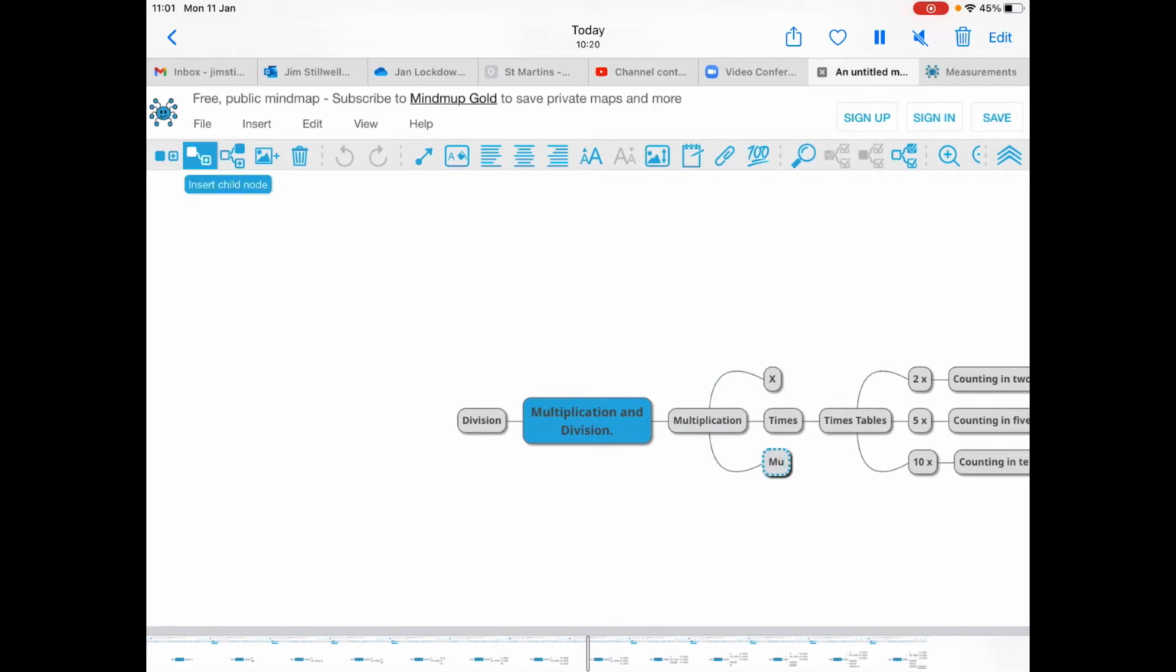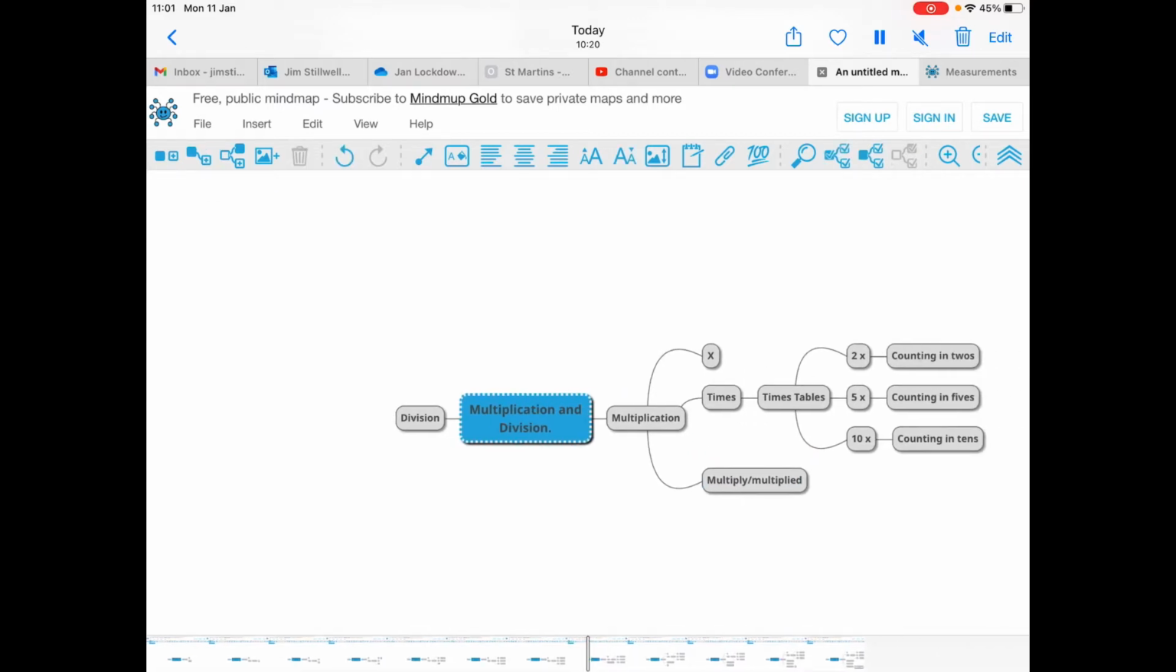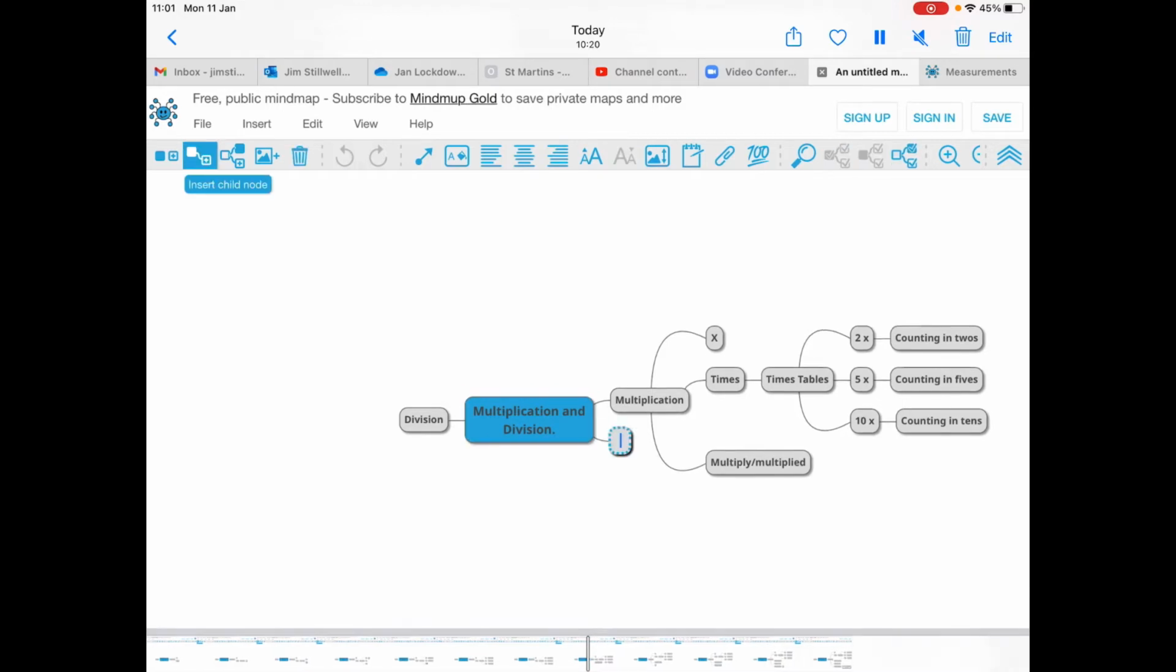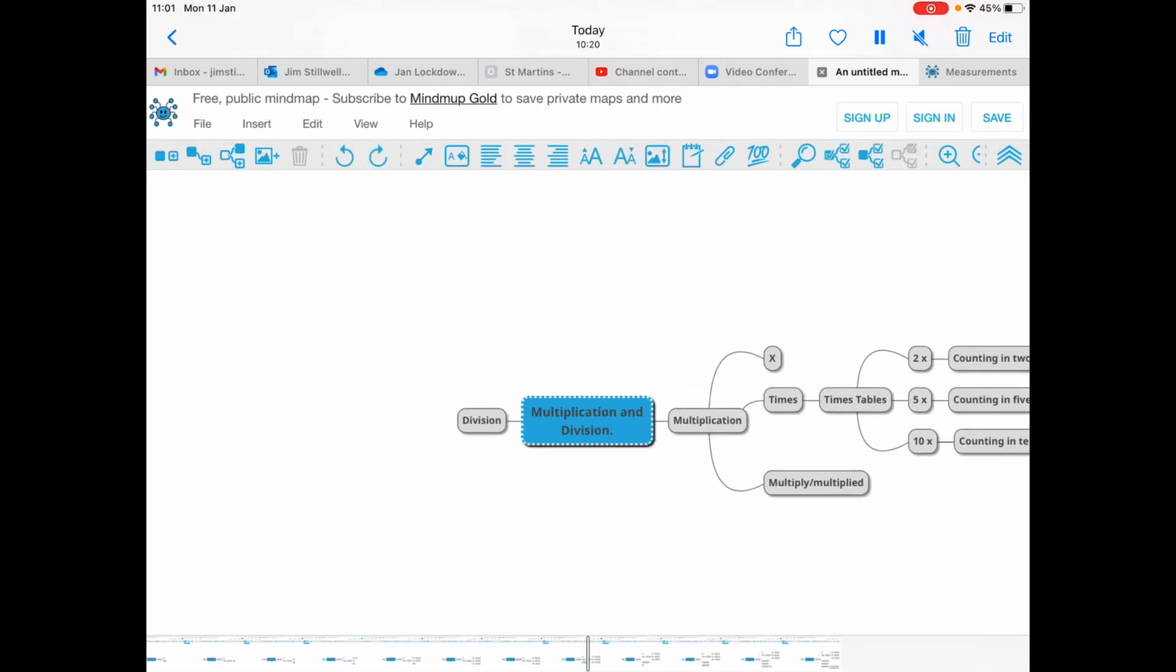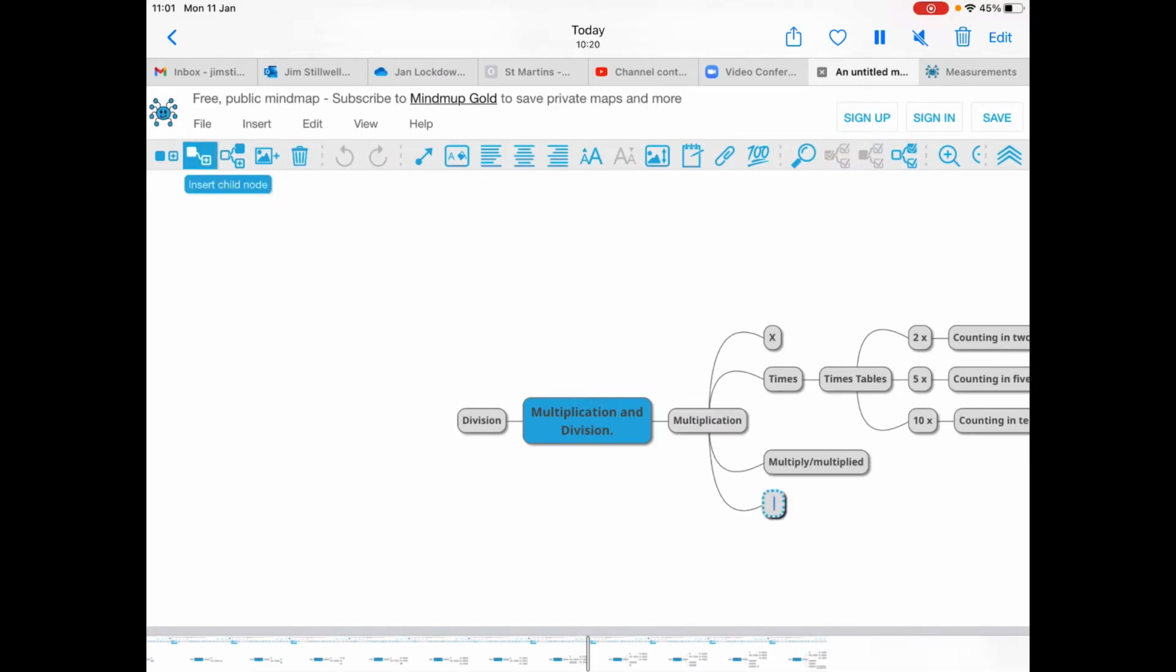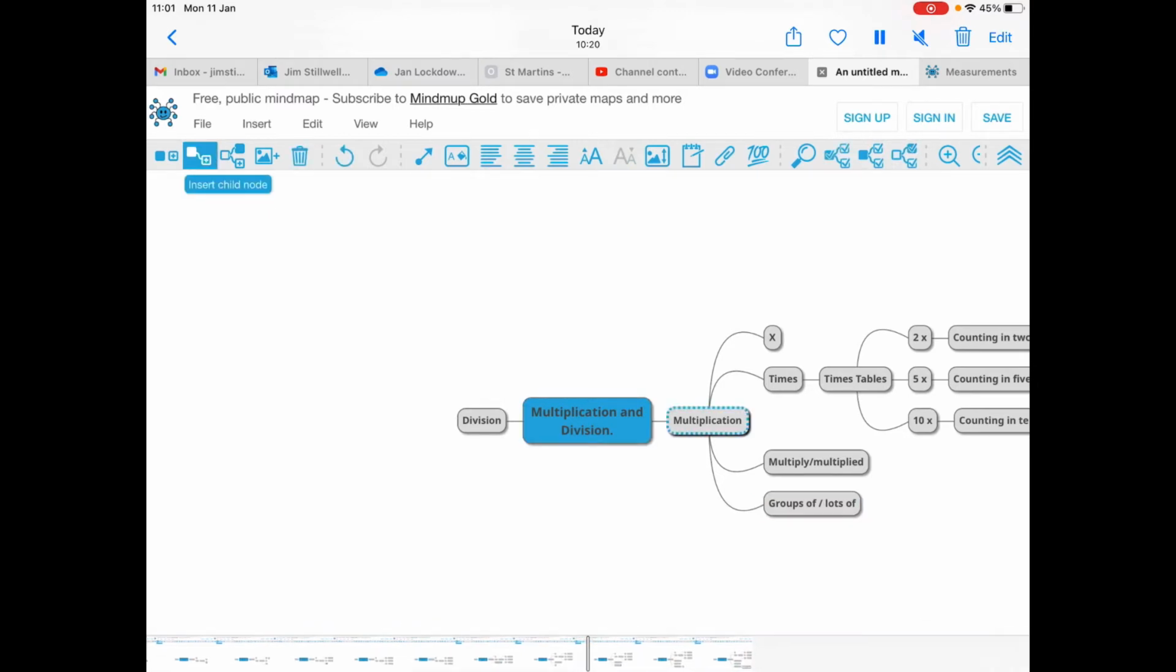So some other language that you might hear when we're talking about multiplication is the word multiply and or multiplied by. So this means that we are using our times tables to multiply or times together 2 different numbers. Some more language that you're going to hear is when we're looking at groups of or lots of. So this is going to help with our counting, like I was just saying. When we're counting in 2s, we're going to be setting out objects in different groups of or lots of a number, and then we can count them together.